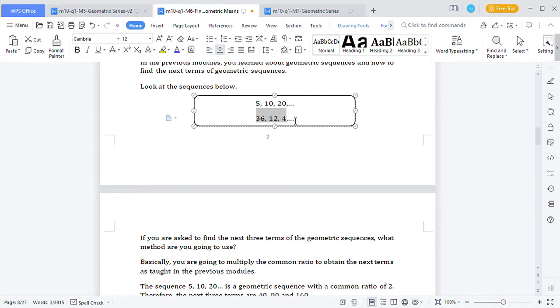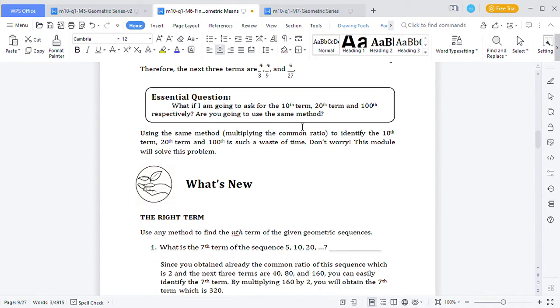Because if you divide 12 by 36, you will get 1/3. And 4 divided by 12, you will get 1/3. So your common ratio is 1/3. The essential question there is, what if I am going to ask for the 10th term, 20th term, and the 100th term, respectively? Are you going to use the same method?